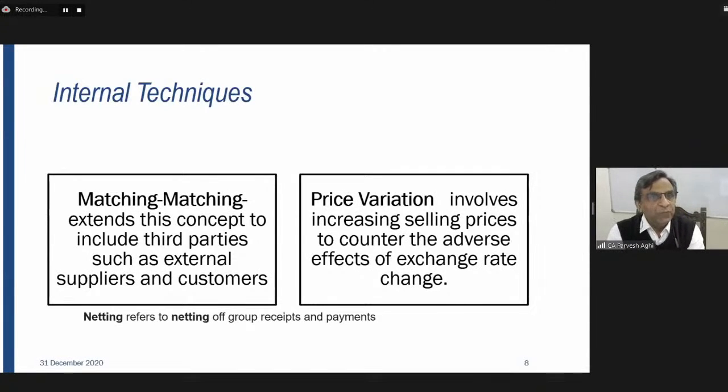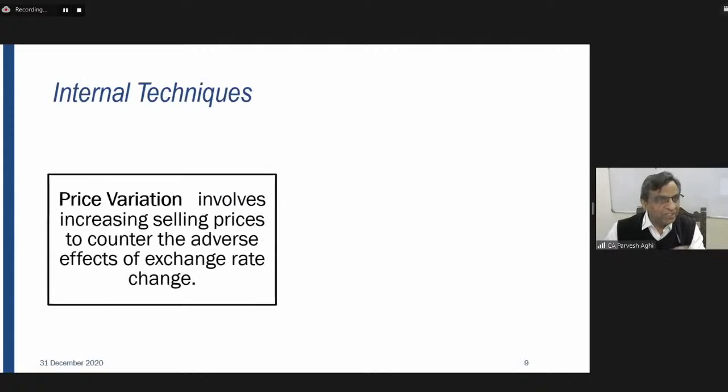Now we come to the price variation, which involves increasing selling prices to counter the adverse effects of exchange rate change. Which means that if you expect the currency to appreciate, you can price it more. Of course, in the business situation, that may not happen. That may not be allowed because of the competition. But if it is there, then you can always do that. If the situation allows you to do that, then you are actually hedging yourself by increasing the price.